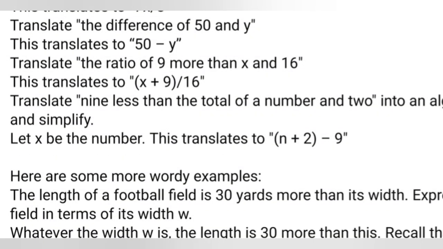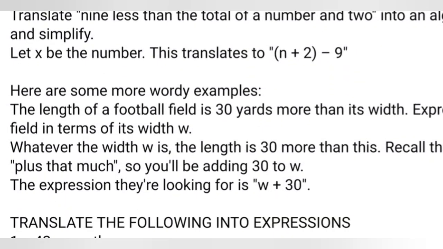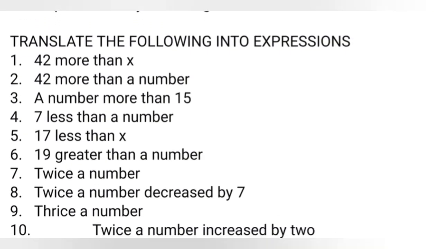9 less than the total of a number and 2. 9 less than, again, 9 less than. So work backwards. So we say the total of a number and 2. Total means plus, so that's n plus 2. Let the number be n. Okay, n plus 2 minus 9, because of the phrase 9 less than. Okay, so now we'll translate.